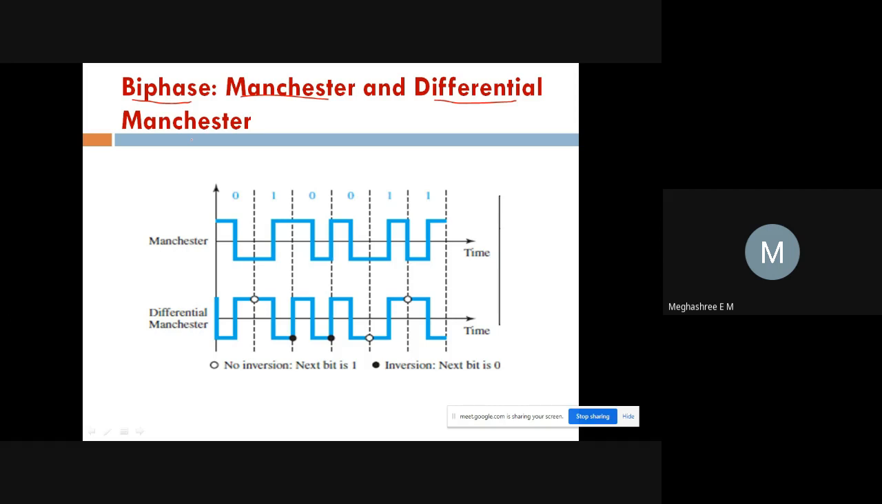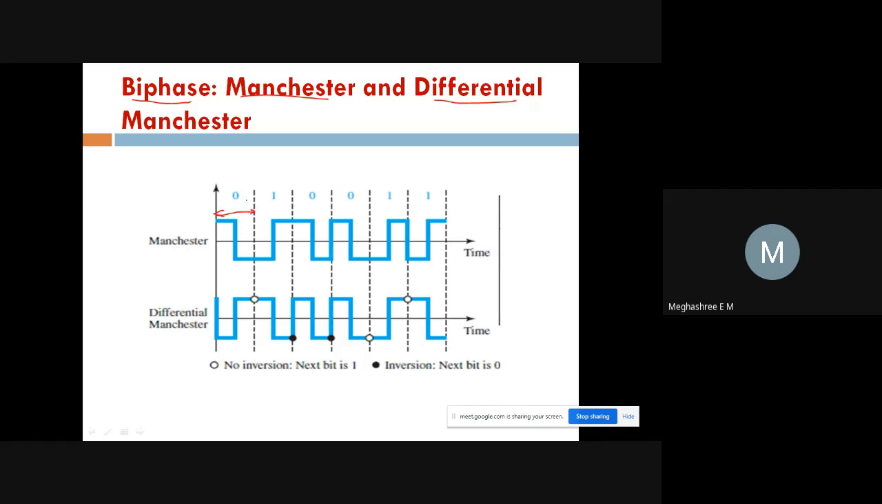First we will see what Manchester is. If you look at this representation, it will be easy to follow. Here you see the duration of a bit. What is the duration of a bit? This one bit duration is this much, right?